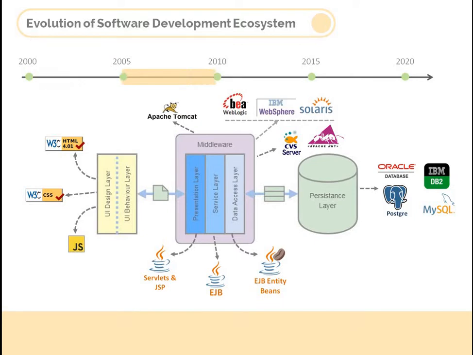Well, now moving on to 2005 to 2010, the next 5 years, some new technologies came in and a few went out. Starting with the UI side, there were two new revolutionary technologies on the UI side that totally changed the software market. These were Ajax and jQuery. Ajax by Microsoft totally revolutionized the way interaction was done between the UI and the server.